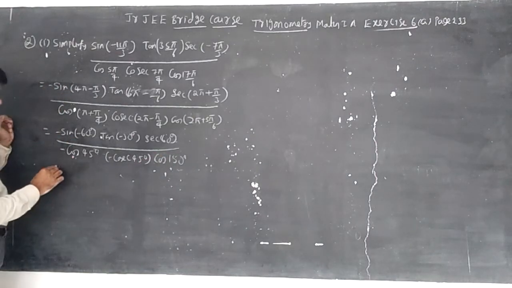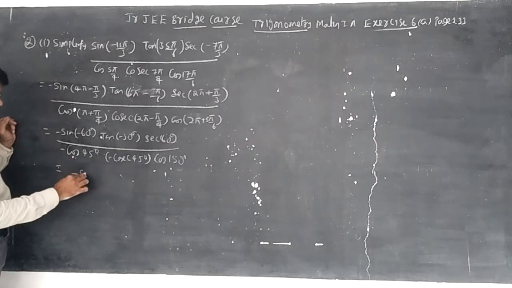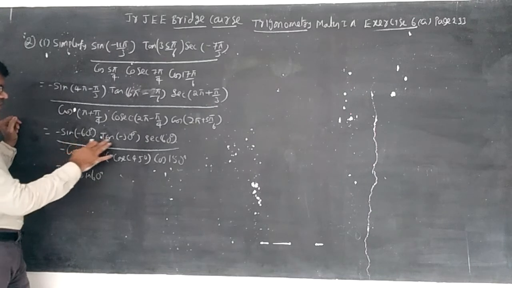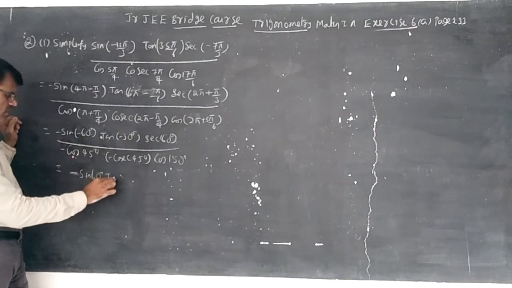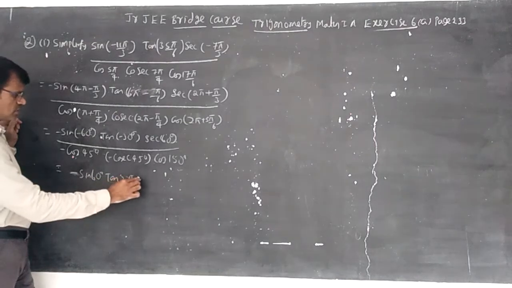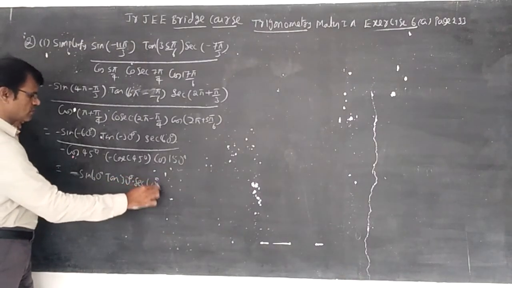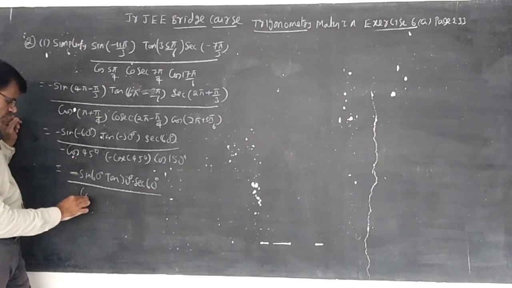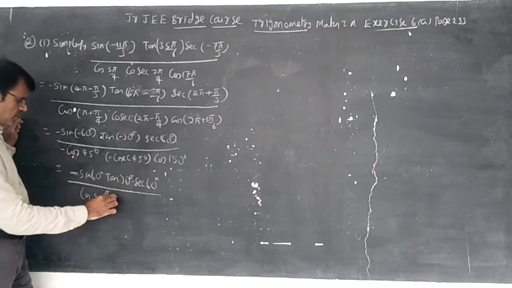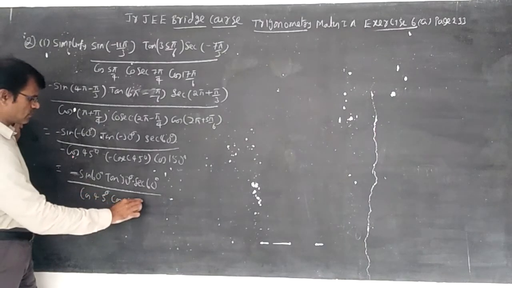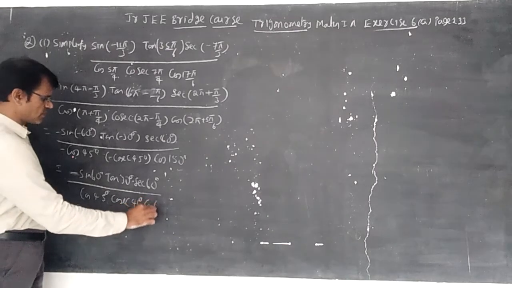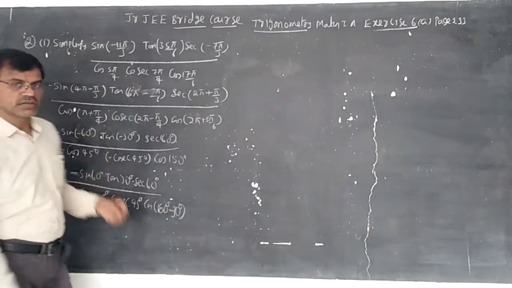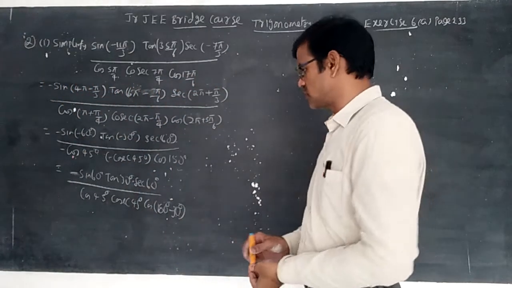Here sin of minus theta becomes minus sin theta, so it is minus sin 60 degrees into tan of minus 30, which is minus tan 30 here. Sin 60 into tan 30 into secant 60 degrees whole by, minus into minus becomes plus, so it is cos 45 into cosec 45 into cos 150. Once again you can write cos 180 minus 30. Cos 180 minus 30 becomes minus cos 30.